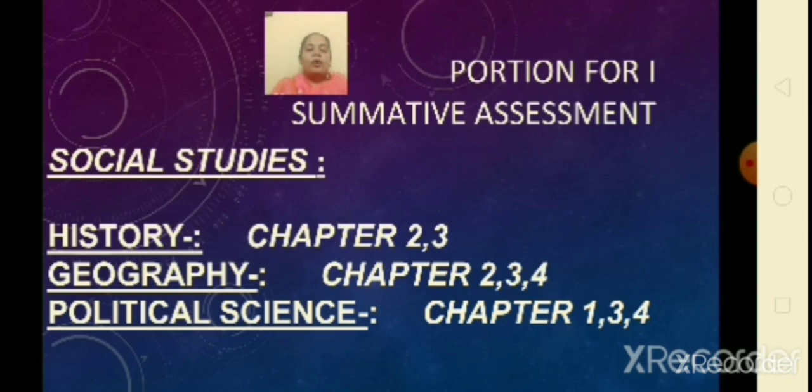Children, by now you have already got the portion for the first summative assessment, right? Let us see what the portion is. In history, you have chapter number 2 and chapter number 3. In geography, you have chapter 2, chapter 3 as well as chapter 4. And in political science, you have chapter 1, chapter 2 and chapter 4.